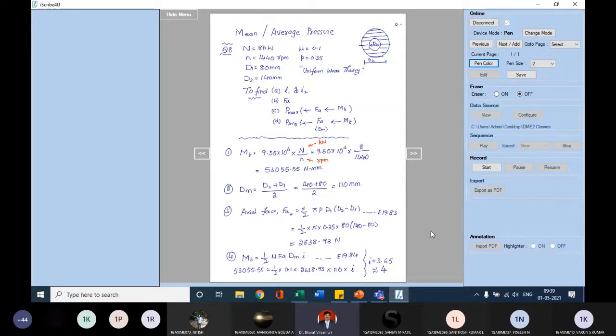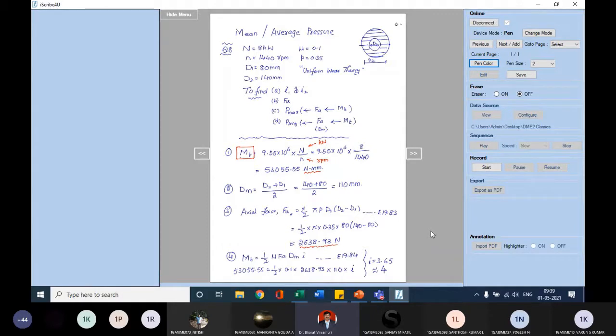The unit which you are going to get will be in terms of Newton. Once you are done with this step, you are done with your MT. Next go for DM. For DM also you can write the equation number, so you have got the average equation. Then go for FA, the axial force. Once you have got this, you have 2638.93 as the axial force.